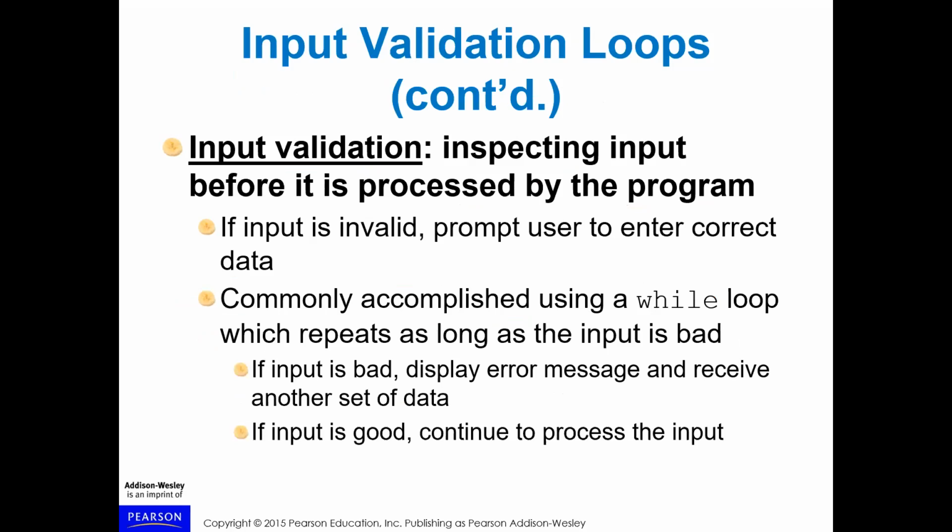All right, so input validation loops. Input validation is inspecting an input before it is processed by the program. If input is invalid, prompt the user to enter correct data. This can be commonly accomplished using a while loop, which repeats as long as the input is bad. If the input is bad, you display an error message and receive another set of data. If input is good, you continue to process the input.